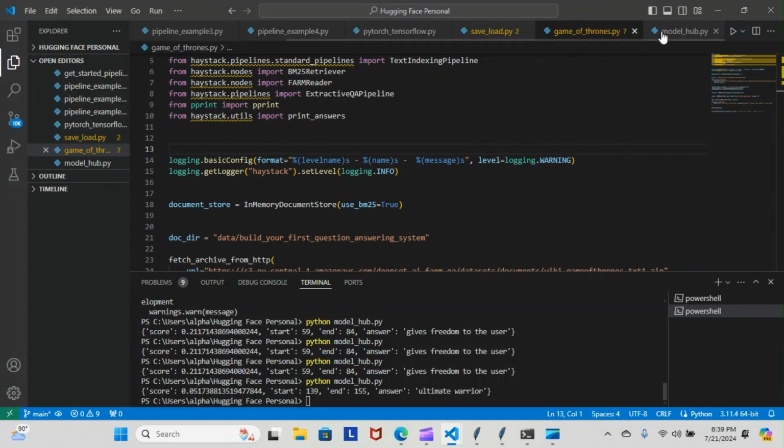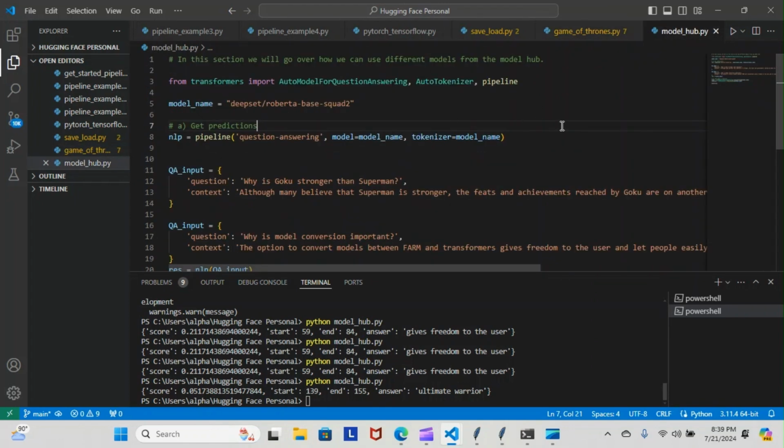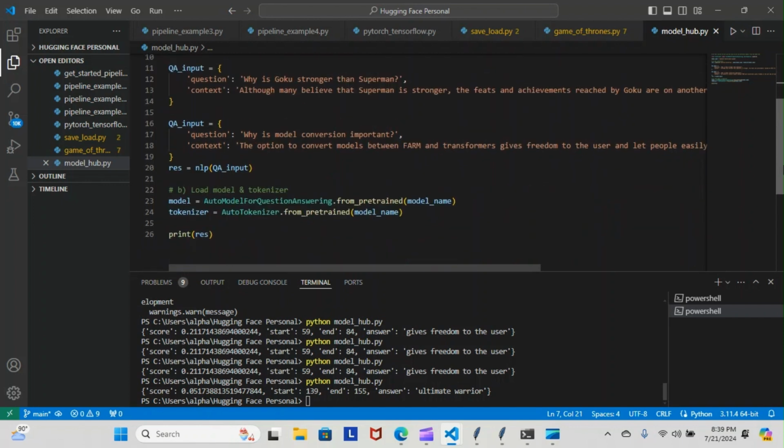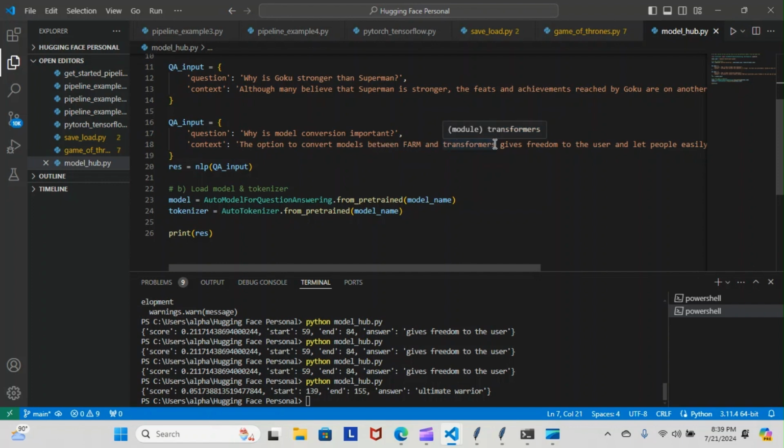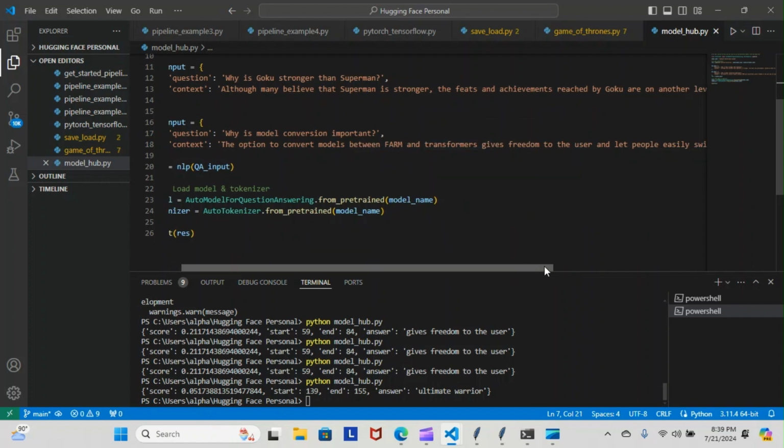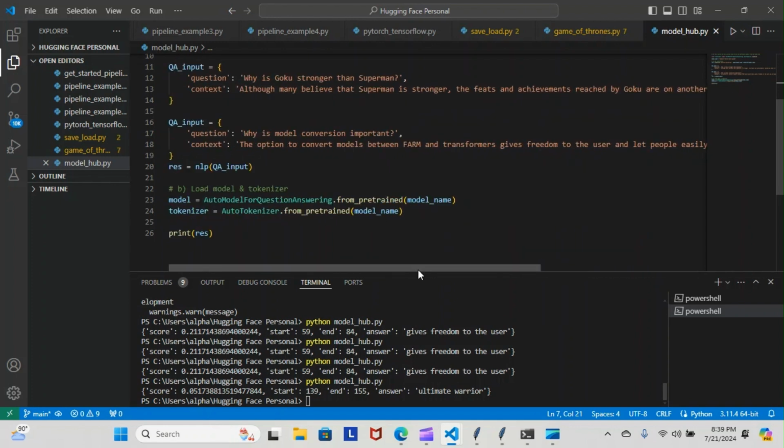But this model here that we got done, this question answering model, we actually got this one done and implemented. You can see the model we used was the deepset roberta-base-squad2 question answering. And at first I thought it wasn't working. This is the first one we had, the QA. This one on the bottom here to start with. At first I thought it wasn't working because the question is: why is model conversion important? The context: the option to convert models between frameworks and transformers gives freedom to the user and lets people easily switch between frameworks. Now I ran it, and it came back with: gives freedom to the user. So I'm thinking it cut off the answer of the context. It didn't give us the whole context, but I'm not thinking it's called question and answer.